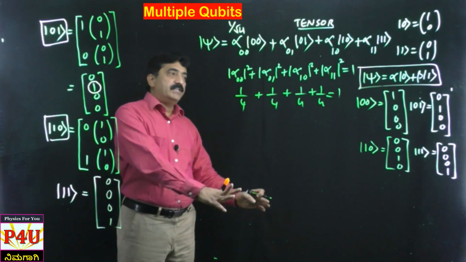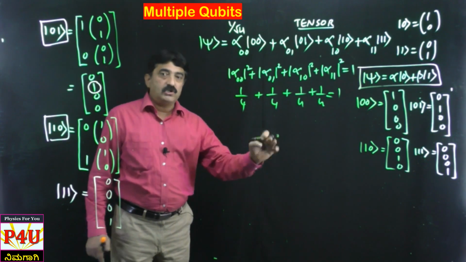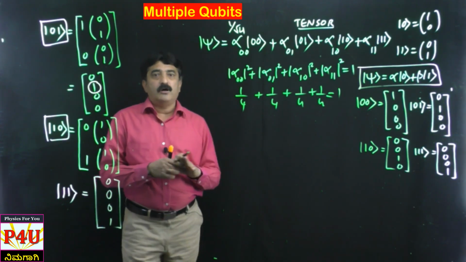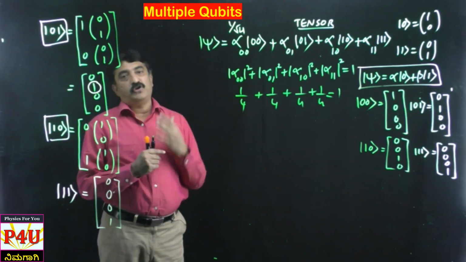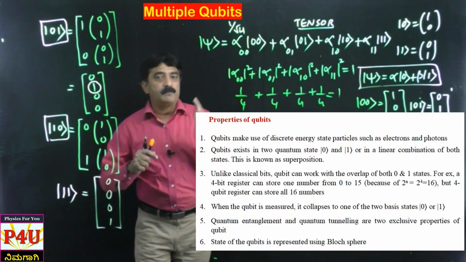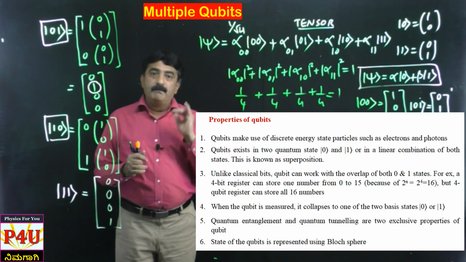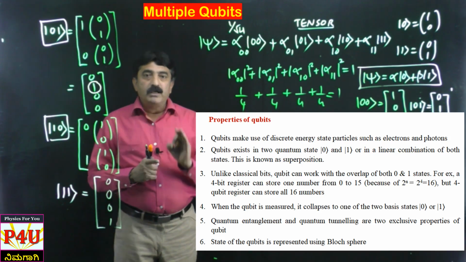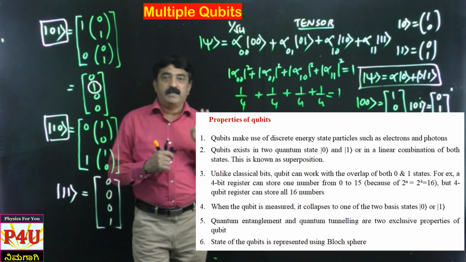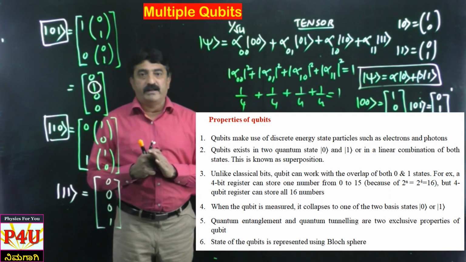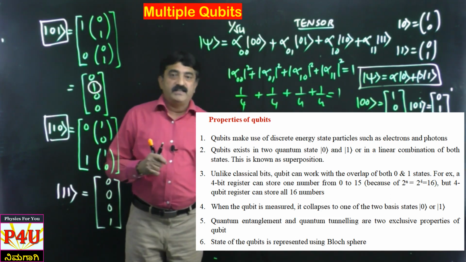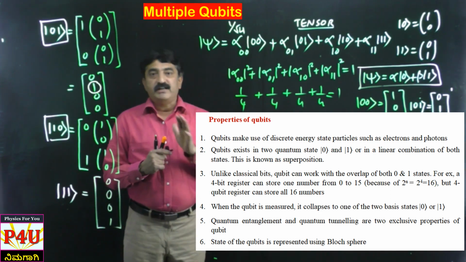Dear students, now with this knowledge, let us move on to the next topic. Before I go to the next topic, let me mention the properties of qubits. Actually, I was supposed to mention the properties in the beginning itself. Number 1, qubits make use of the particle behavior, particles like electrons and photons, behavior like spin up, spin down, polarization or ground state, excited state, etc.